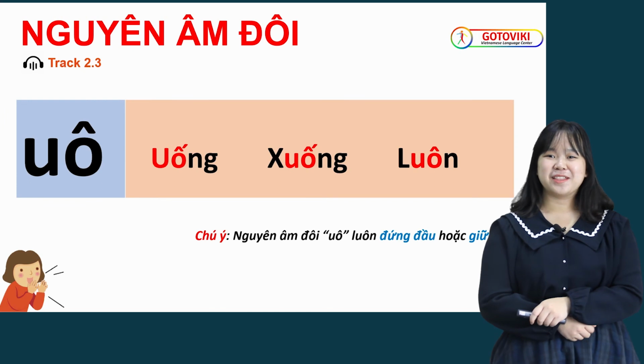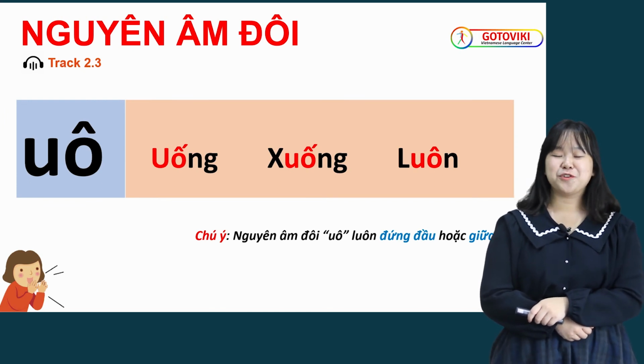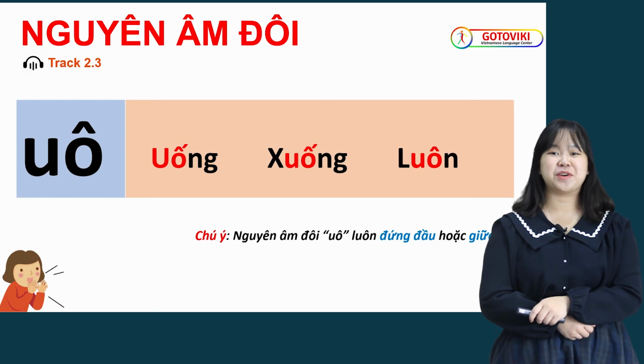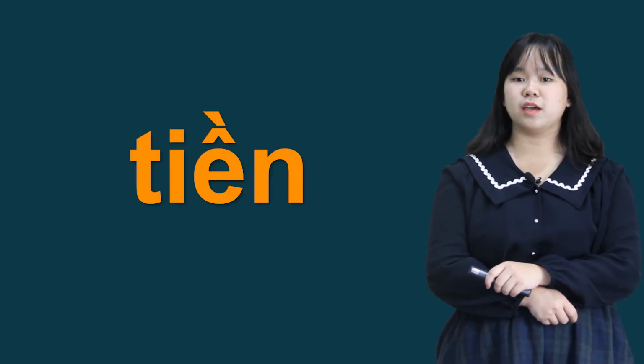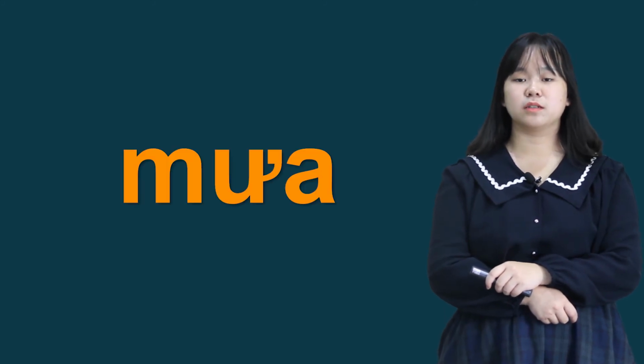Okay, now let's practice with me. I will read a word. You will listen and then write down what you hear. Alright? Bia. Tiền. Mưa. Đường. Uống. Tốt lắm, very good.